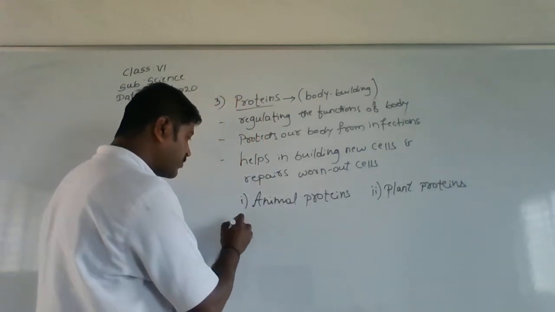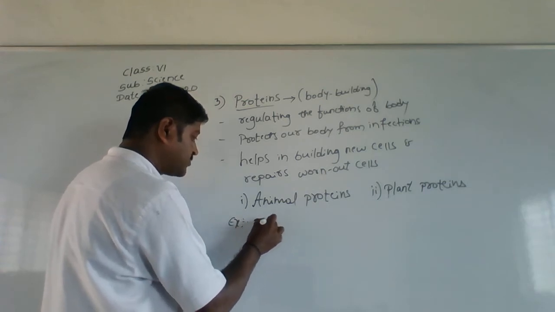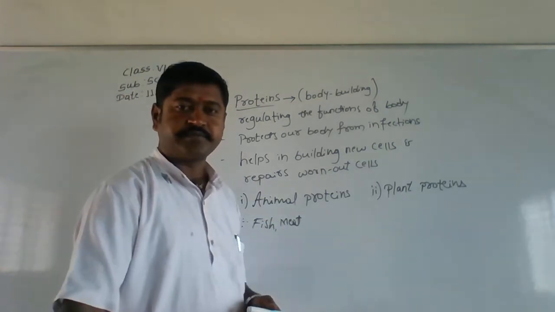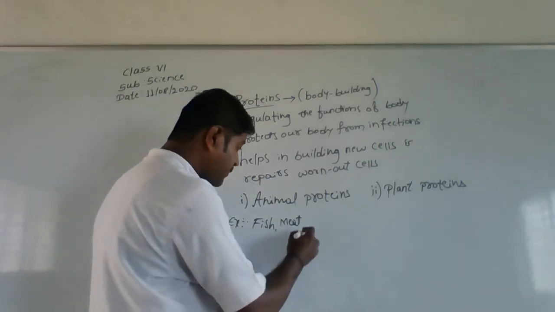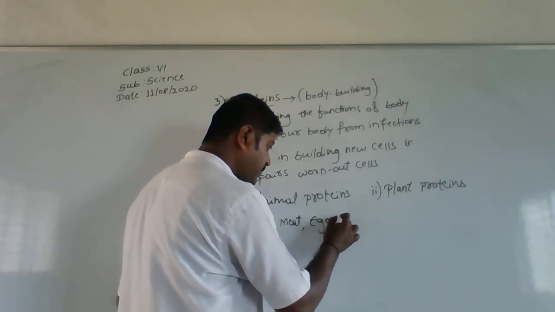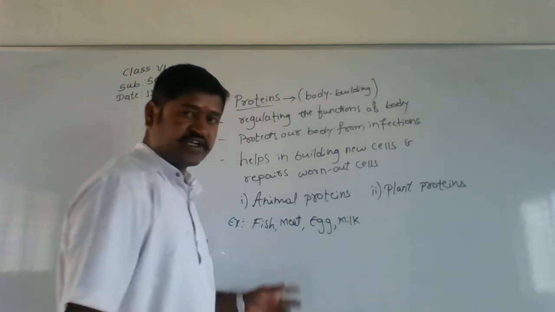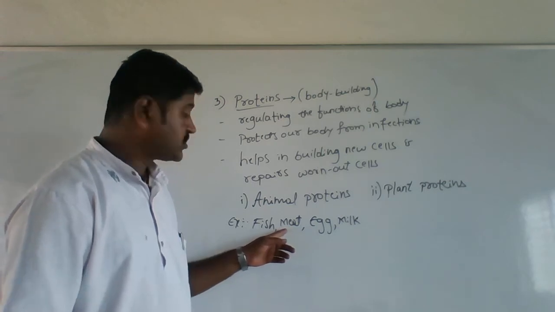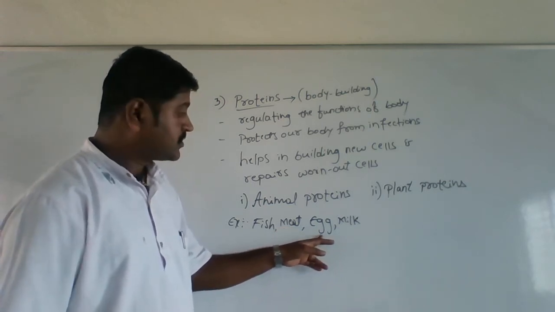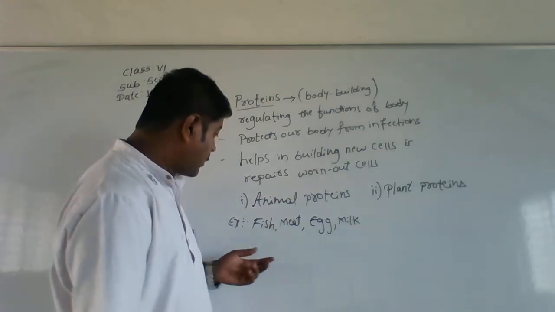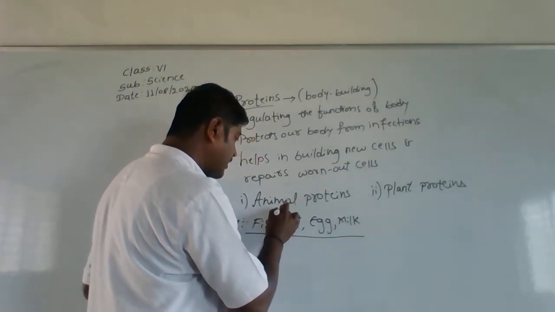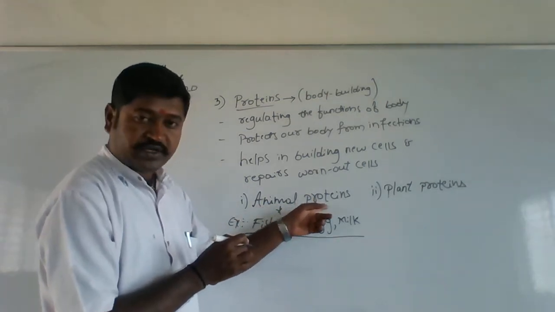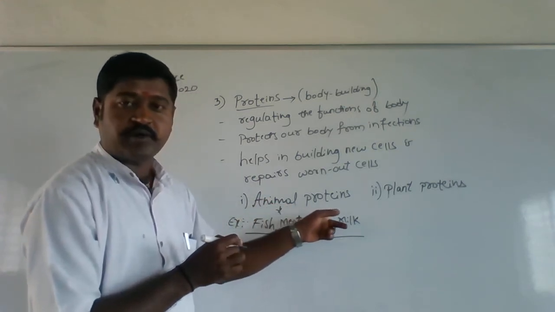What are the examples of animal proteins? For example, fish, meat, egg and milk. Fish, it is an animal, we consider it. Then meat is also obtained from animals. Egg is also obtained from animals. Then milk is also obtained from animals. As all these products are obtained from animals, that is why we term them animal proteins. The proteins we get from animals are said to be animal proteins.